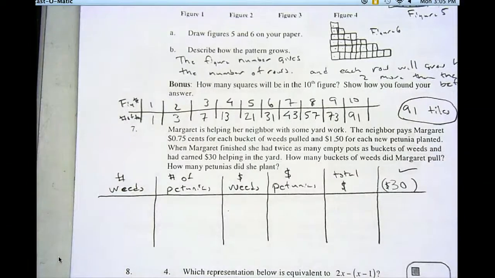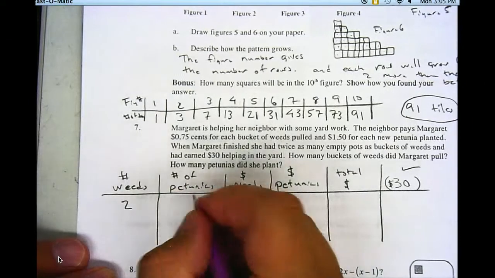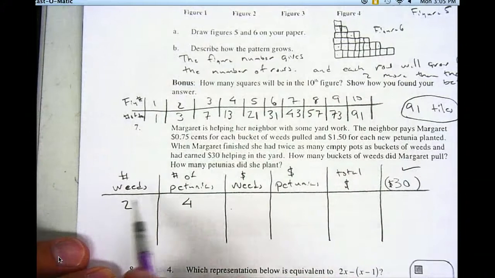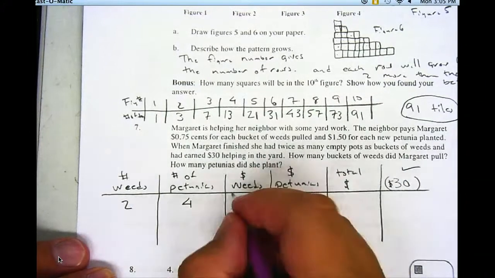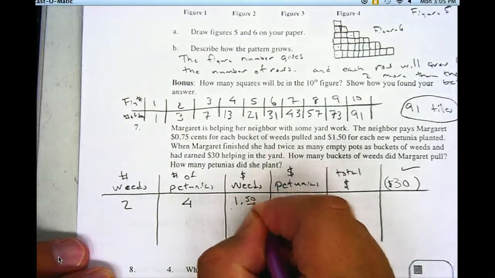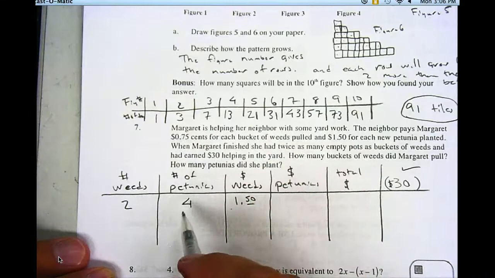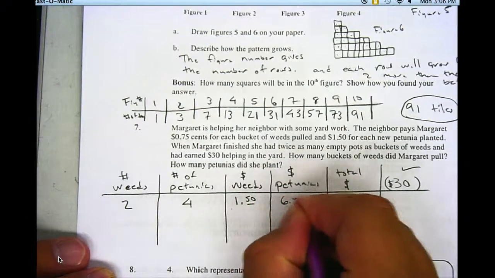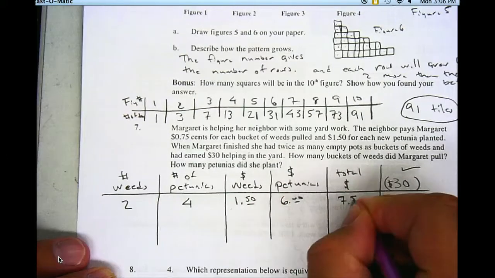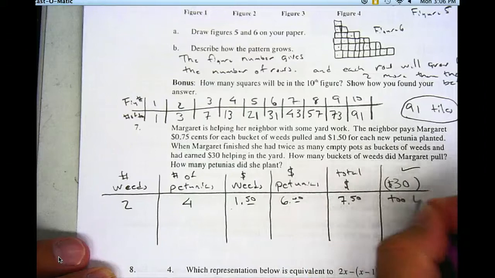So it says Margaret finished, she had twice as many empty pots as buckets of weeds. So that means she's going to have twice as many petunias planted. So if she has 2 buckets of weeds, that means she's going to have 4 petunias. Weeds she gets 75 cents for, so that's $1.50. And petunias she gets $1.50 for, so that'll be 6. Total money is $7.50, and I'm way too low.